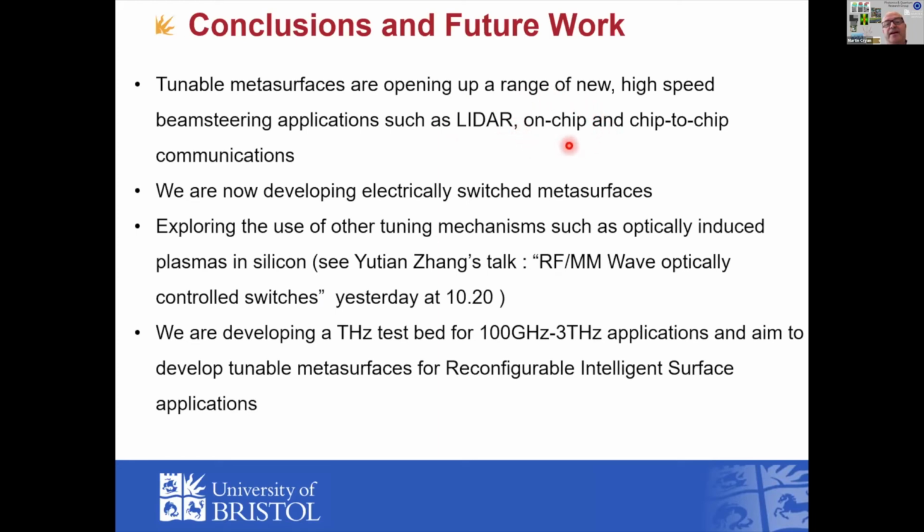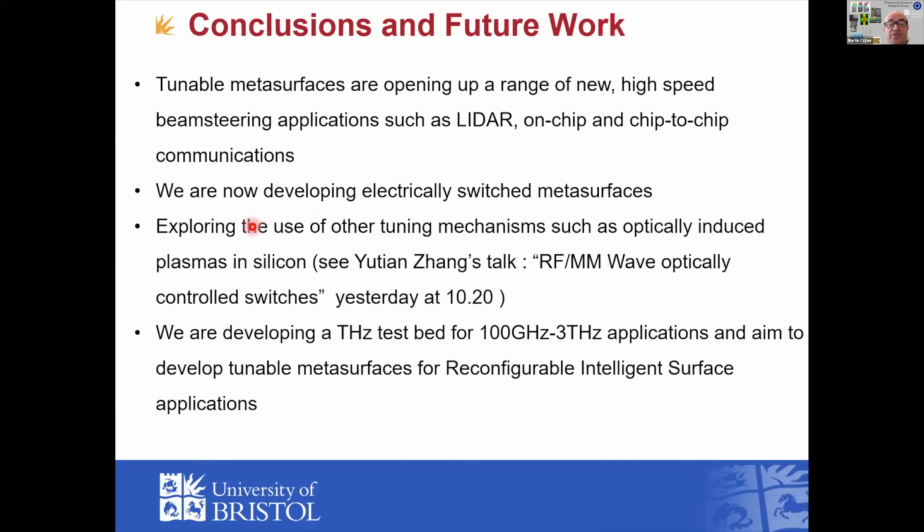The other thing we're thinking about is on-chip communications. You can use mirrors, these tunable mirrors, to achieve that, and maybe even chip-to-chip communications as well. The other thing I'm working on, and this is the really big step, is that we're going to electrically and reversibly switch these things. By simply putting an electrical pulse into a wire grid, we can selectively tune these materials so that we can tune multiple beams in multiple directions.